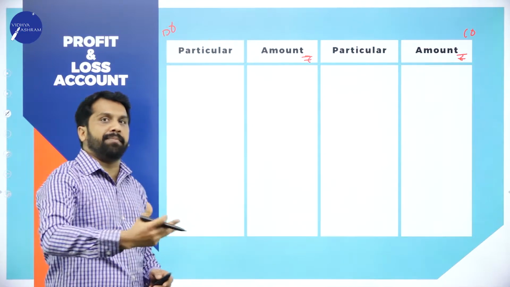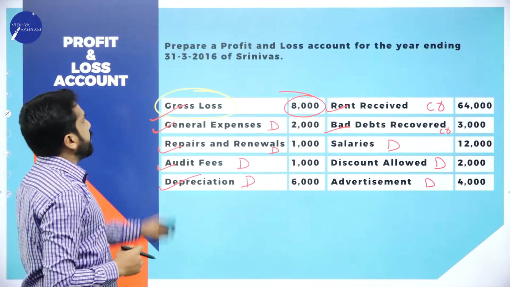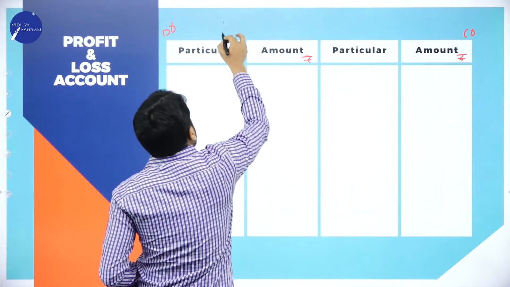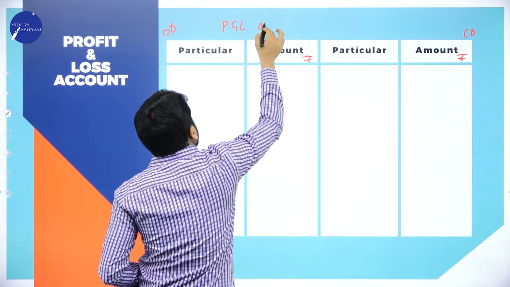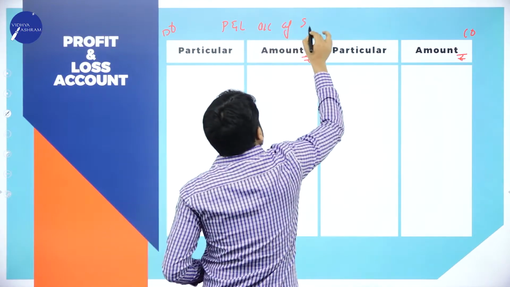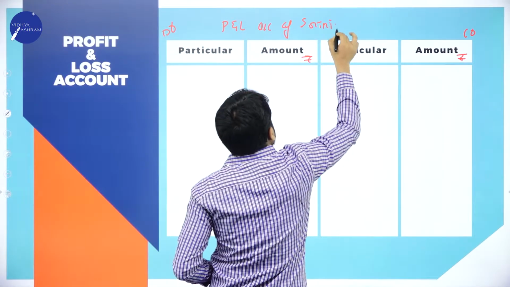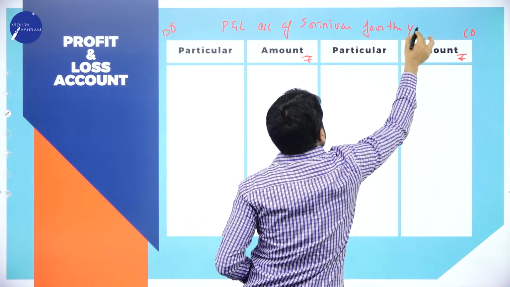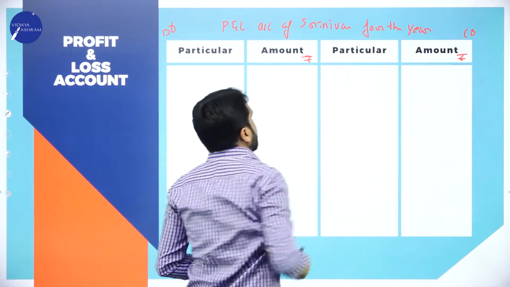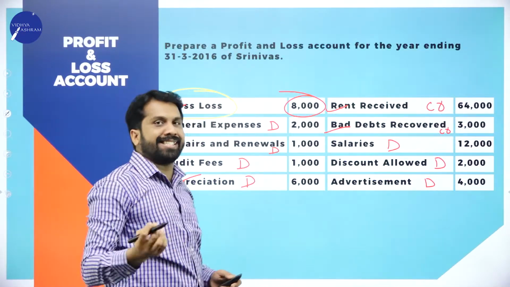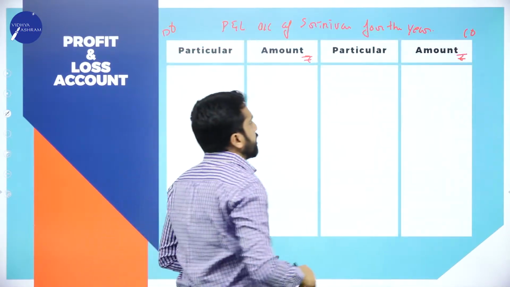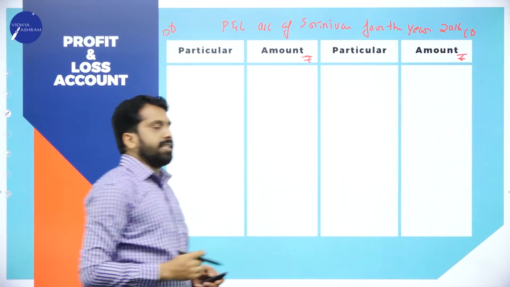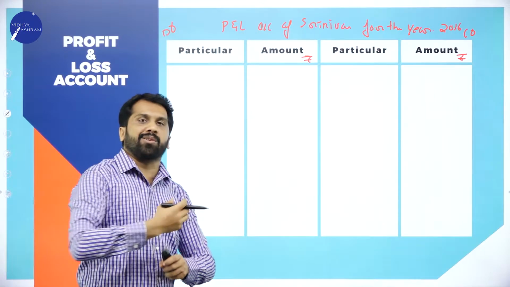Now, what is the name of the company? The name of the company is Srinivas. You have to mention that. Profit and loss account of Srinivas for the year ended. It is given 2016. You have to mention 2016.